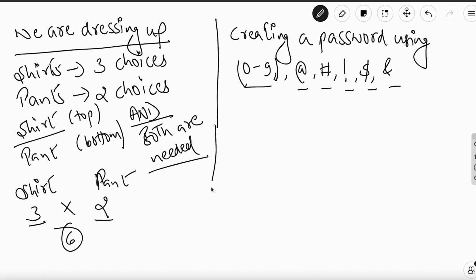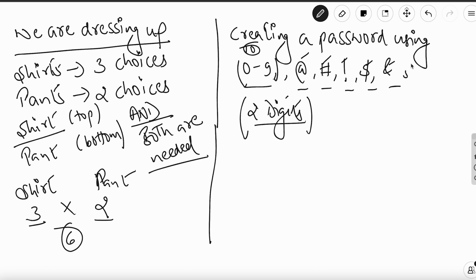Similarly, let's take another example. Say we have to create a password, and this password is 2 digits, in a hypothetical scenario. The options we have are digits from 0 to 9, so these are 10 digits. Then we have special characters, 1, 2, 3, 4 and 5. We have 5 special characters. So overall we have 10 plus 5 equal to 15 options to choose from.